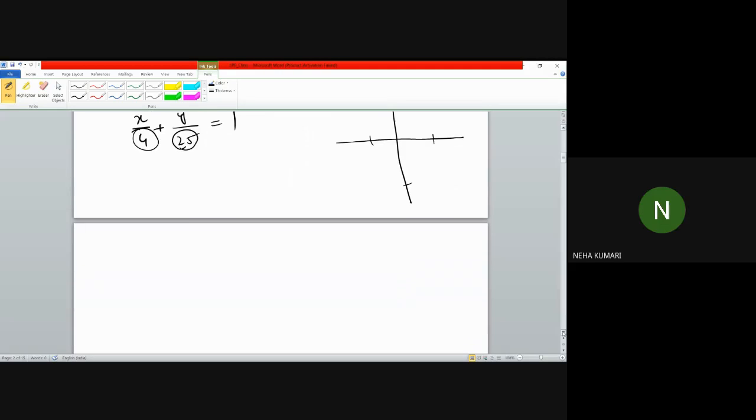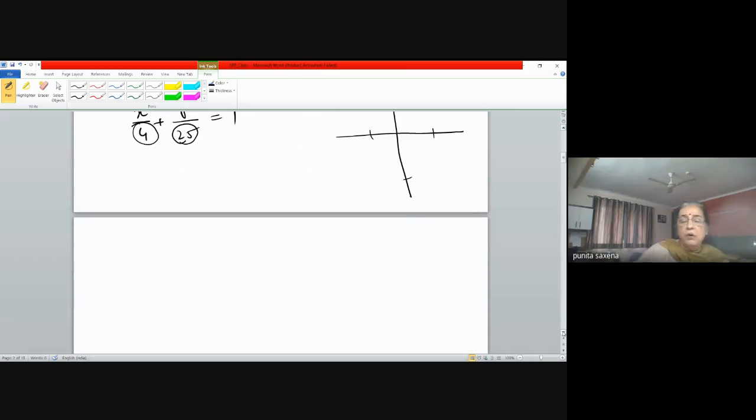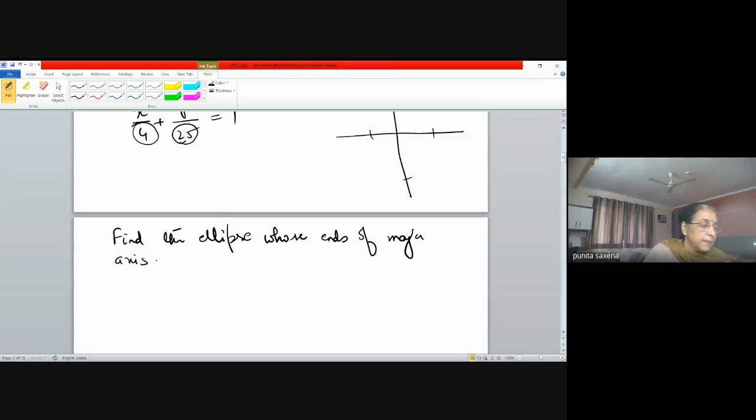But now say supposing you have something like, अब हमें sketch नहीं करना, but we have to find the equation of an ellipse such that, I don't know which question it is, but I'm just writing. Find the ellipse whose ends of major axis are plus minus 30 and ends of minor axis are 0, plus minus 2.